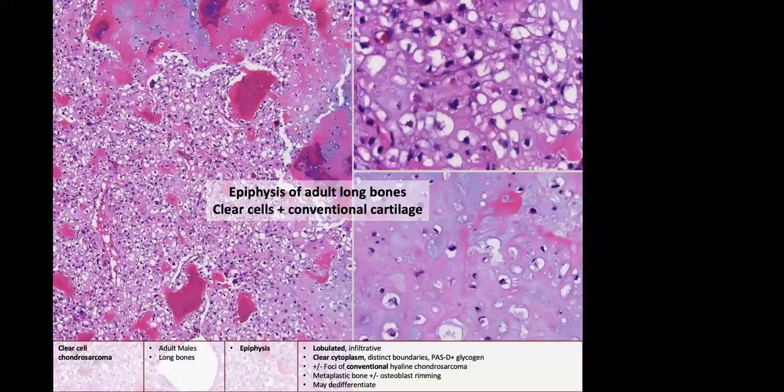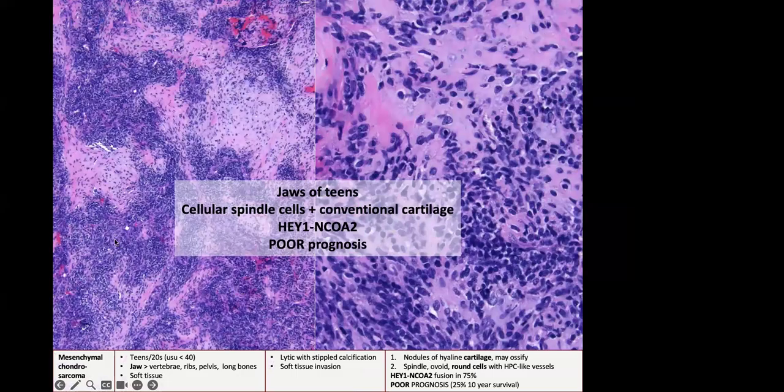Clear cell chondrosarcoma is one of the rare epiphyseal tumors in adults. This is a proliferation of clear cells with islands of neoplastic cartilage in the background. And just like others, it can dedifferentiate. Mesenchymal chondrosarcoma, rather than being clear cells and cartilage islands, is spindly, very blue cells and cartilage islands that tends to happen in the jaws of teenagers. It has NCOA2-HEY1 fusion and generally poor prognosis.